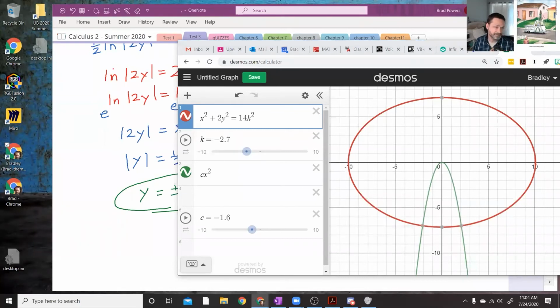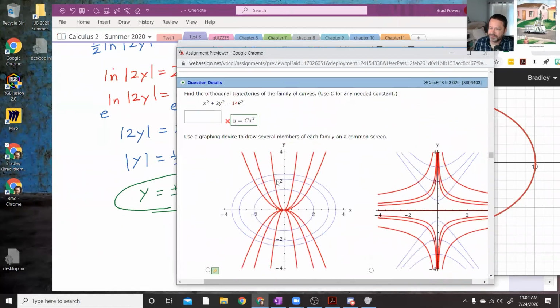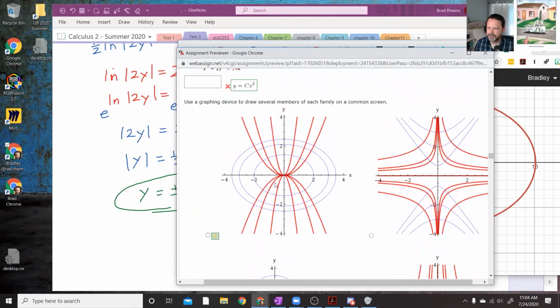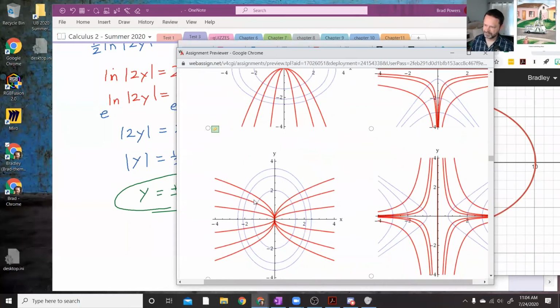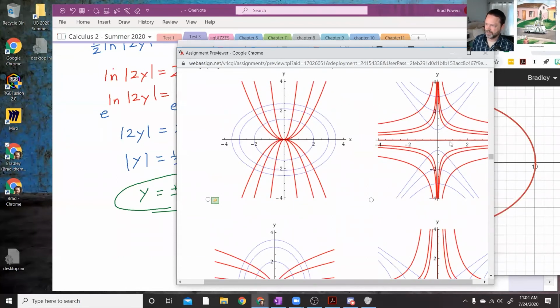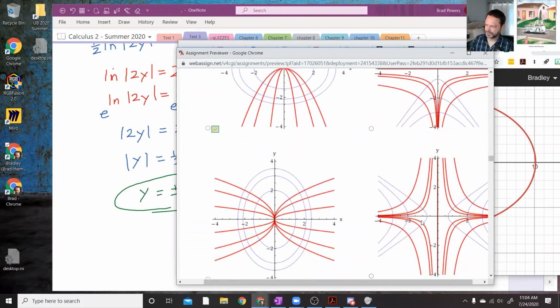And then in the review, they ask, okay, what do these look like? Well, we just looked at it. We started with ellipses and our answers were parabolas. And obviously, we got cx squared. That could only be this one. But you can see in all of these, they're diagrams of orthogonal families of functions. So that's that.